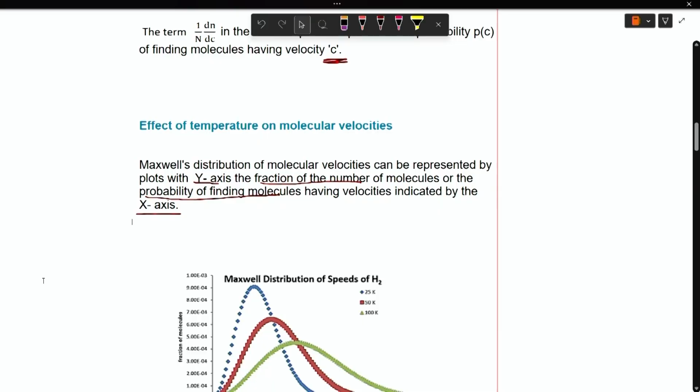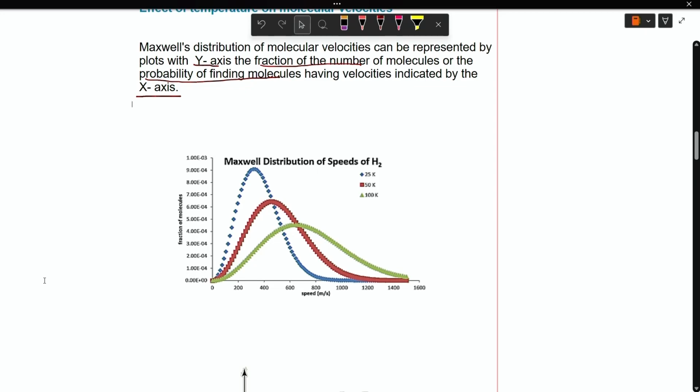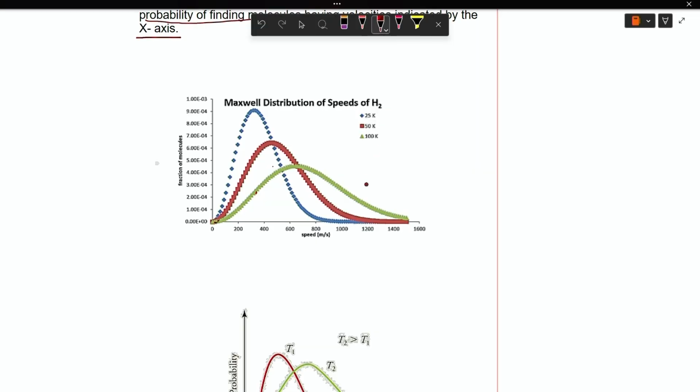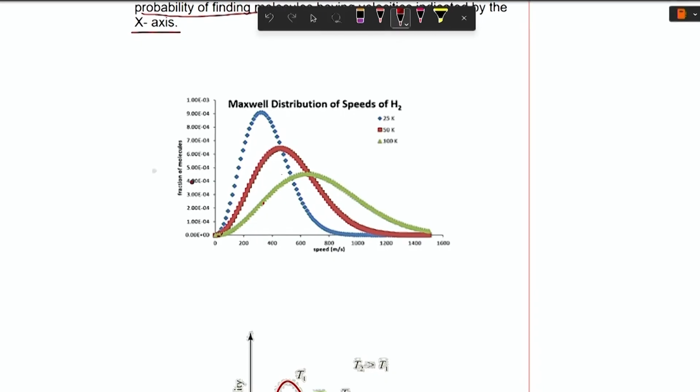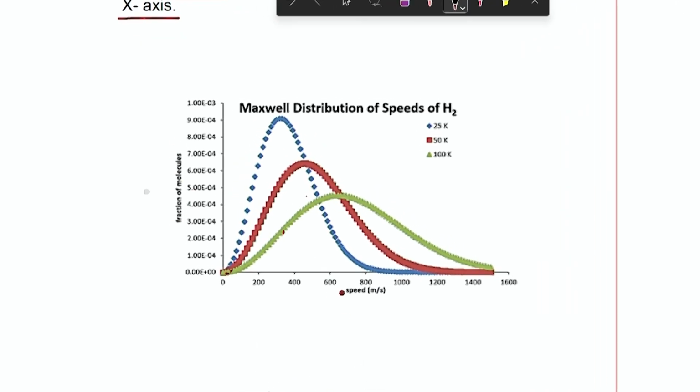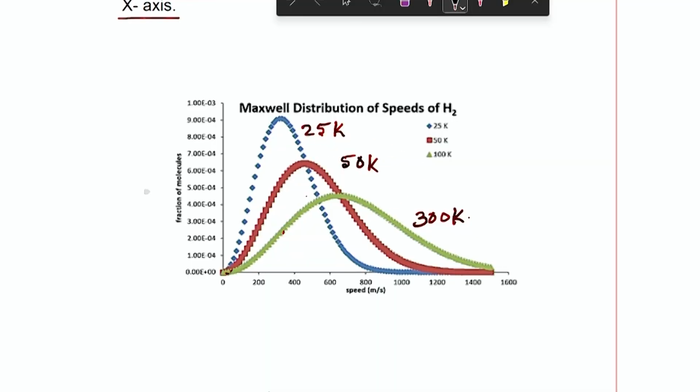Now, here comes a plot for Maxwell distribution of speeds of hydrogen molecule. The distribution according to Maxwell distribution law of speeds for hydrogen molecule is shown in this graph. You can see the fraction of the molecules on the y axis and velocities on the x axis. Just watch the shape of the curves obtained. The first one, blue, is at 25 Kelvin. The second one is at 50 Kelvin. And the third one, the green one, is at 300 Kelvin.